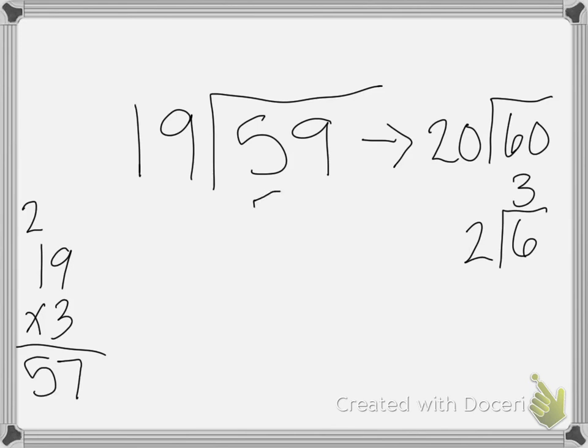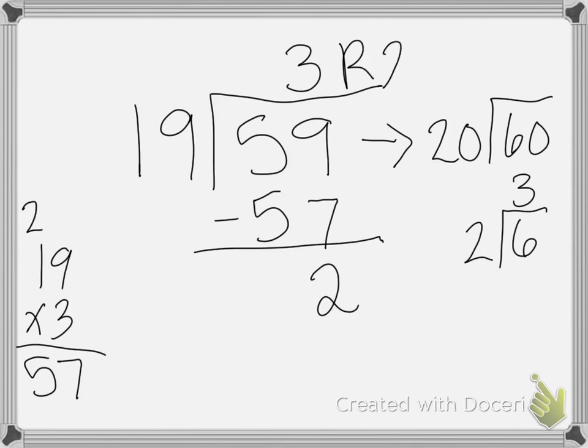57 is less than 59, so I know that 19 goes in 59 3 times. I go ahead and subtract that, and I have 2 left over. So my answer is going to be 3 remainder 2.